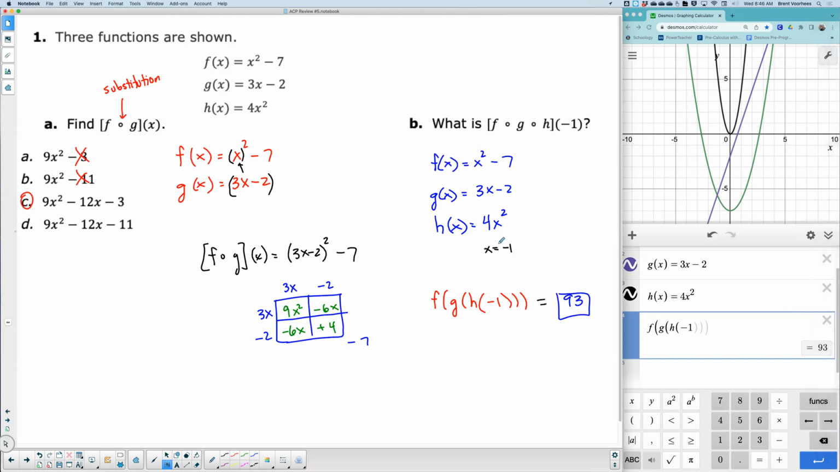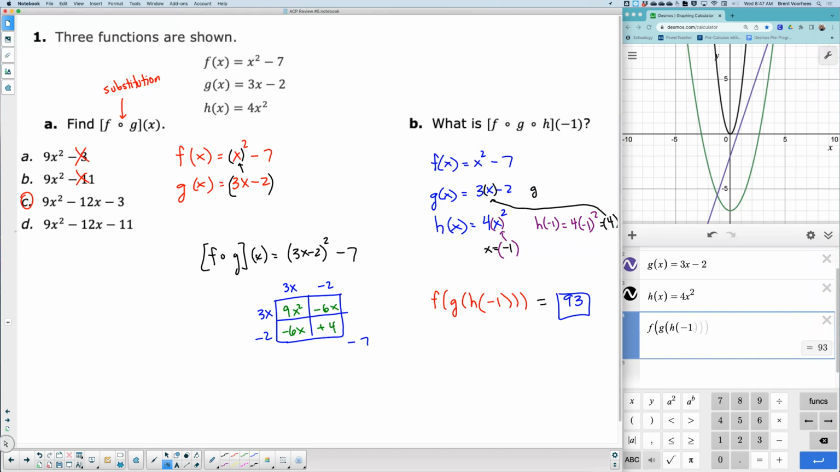The first substitution, I'm going to take -1 and substitute into x right here. So h of -1, that's what I'm finding basically, would equal 4 times -1 squared. Well, -1 times -1 is a positive 1. When you multiply that times 4, you get the value 4. So now I'm going to take the 4 and plug that in right here to this x. So 4 is now going in right here.